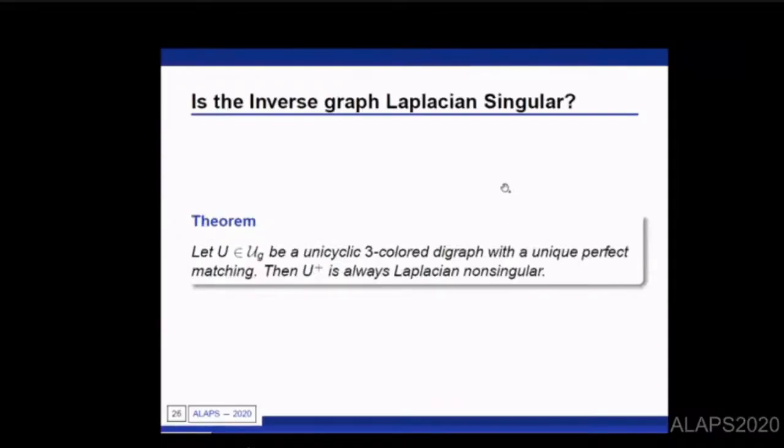So then we ask the question whether the inverse graph of a unicyclic three-colored digraph can be singular. The answer is no. The inverse graph is always Laplacian non-singular. So given a unicyclic three-colored digraph in UZ, its inverse is always Laplacian non-singular.